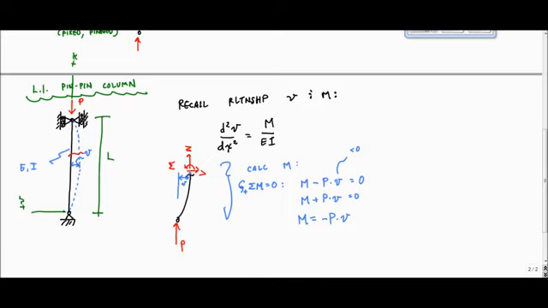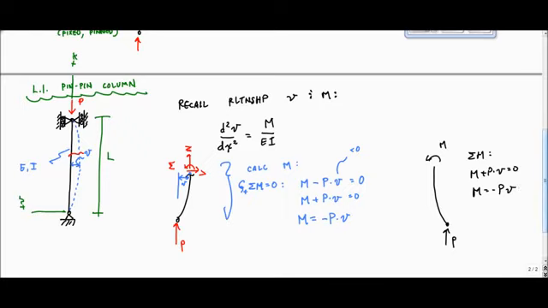Maybe I should have drawn it as positive, but then I would have been on the other side, and I still would have gotten this. Does that make sense? If I drew v as positive, I would have gotten this diagram right here, with P and M. When I summed the moments, I would have gotten M plus P times v equals 0, and M would have been minus Pv. Just to make sure that's clear.